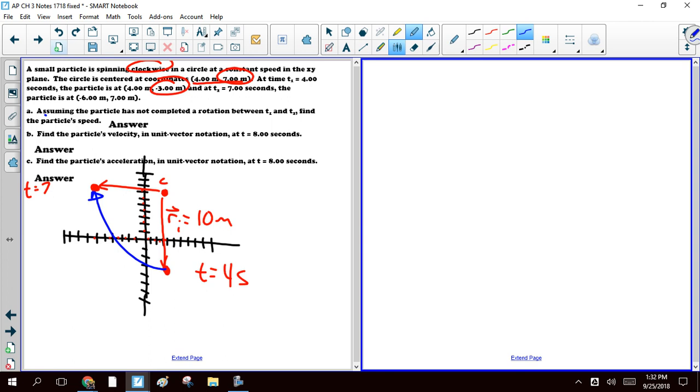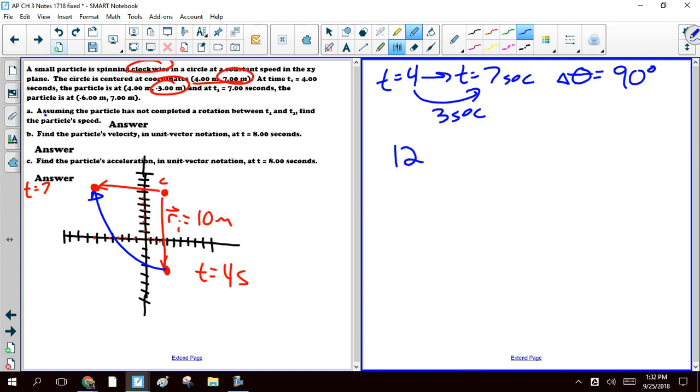All right. So it looks like from t equals 4 to t equals 7 seconds, we went through 90 degrees, right? So that means that, so this is what, 3 seconds? So if it takes 3 seconds to go through 90 degrees, it would take, what, 12 seconds to go 360 degrees, right? So that means my period is 12 seconds, right?